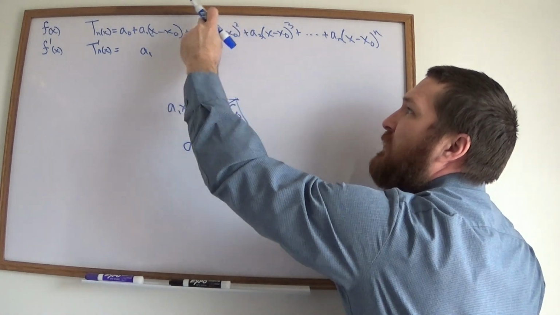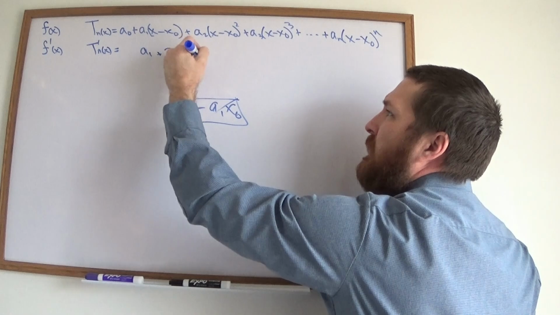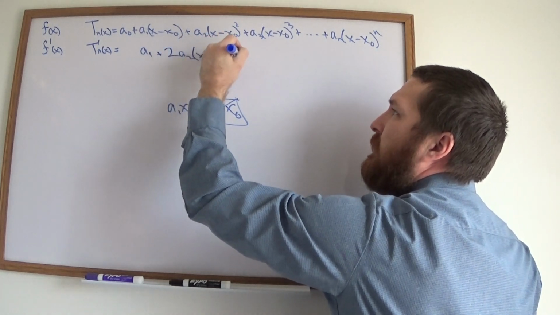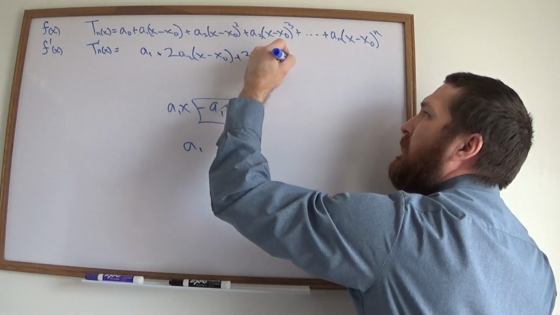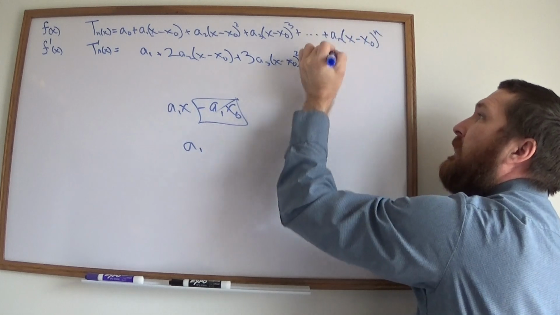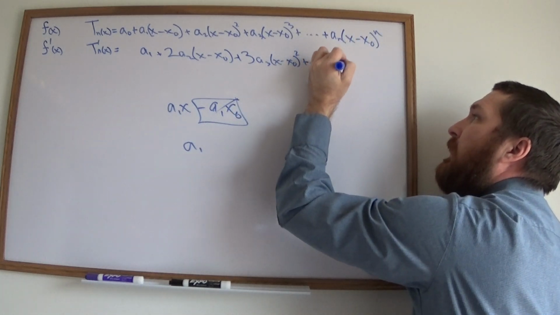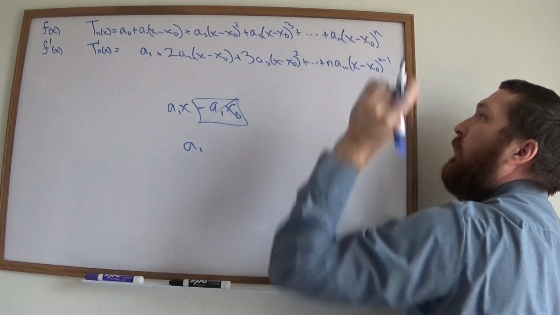Same thing here. The 2 comes down. We get 2a2 times x minus x0, then plus 3a3 x minus x0 squared, plus, and we kept going, up to n times a n times x minus x0 to the n minus 1.